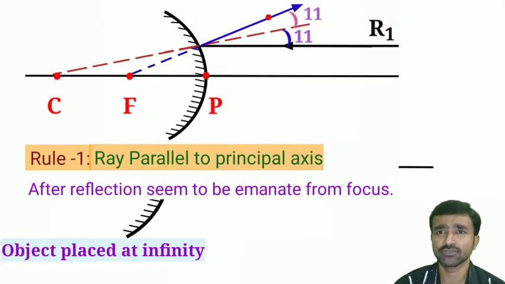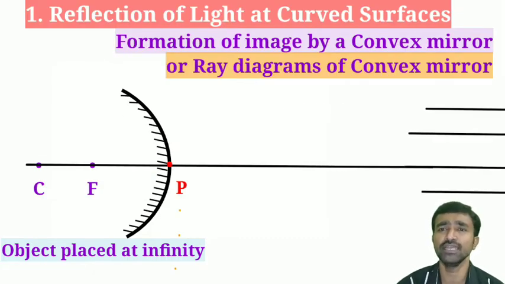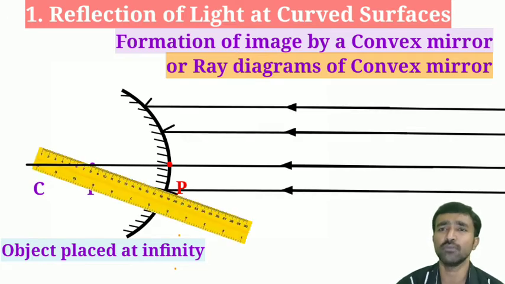In the rules to draw the ray diagrams of a convex mirror, we learned the behavior of a parallel light ray after reflection. If a ray is incident parallel to the principal axis on the convex mirror surface, it seems to emanate from the focus, that means it diverges. So we know the behavior: a parallel beam of light rays after reflection seems to emanate from the focus.